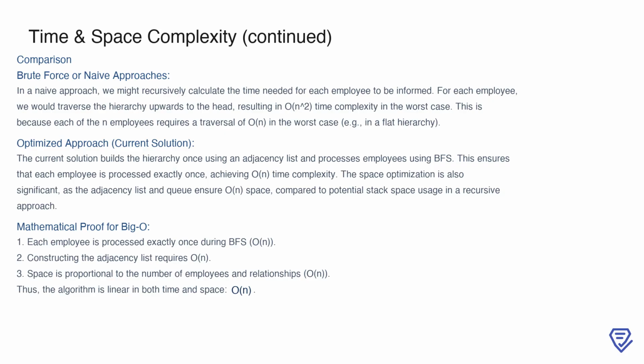Finally, we can prove the algorithm's linear complexity mathematically. Constructing the adjacency list is O(n), BFS traversal is O(n), and the space usage is proportional to the number of employees and relationships, O(n). Therefore, both time and space complexity are O(n), making this solution highly efficient.